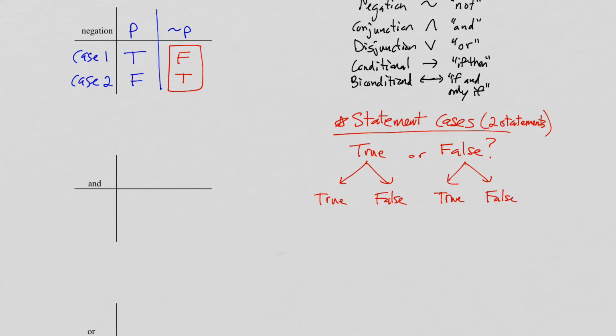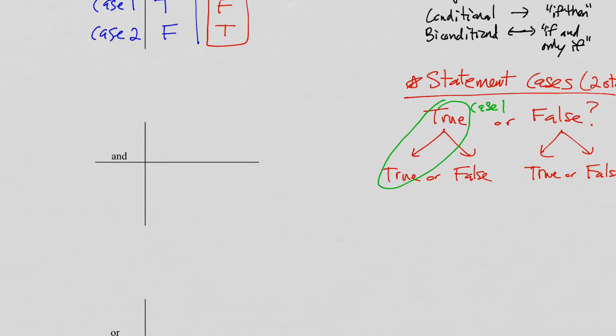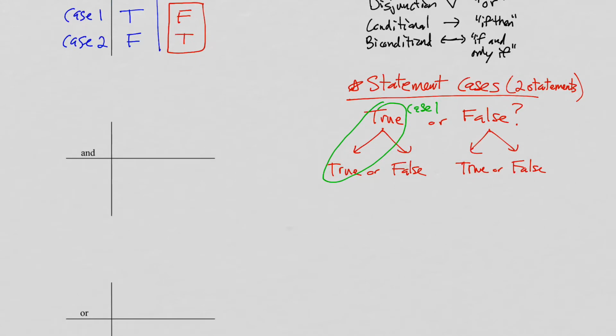So basically you're going to have 4 cases. For example, the first case will be true, true. That's case number 1. The second case will come from true, false. The third case will come from false, true. And the fourth case will come from false, false. So that's what I'm going to write down. This is going to appear pretty much in every single scenario.